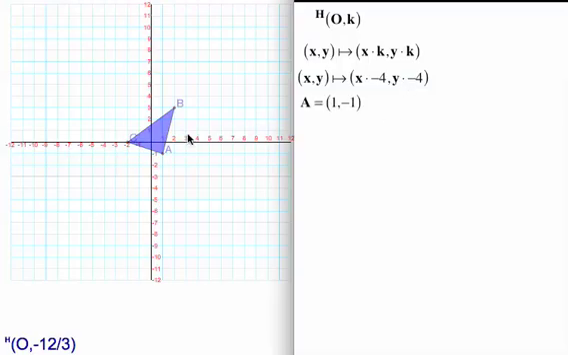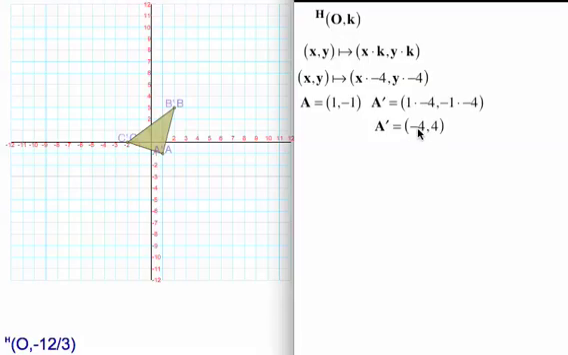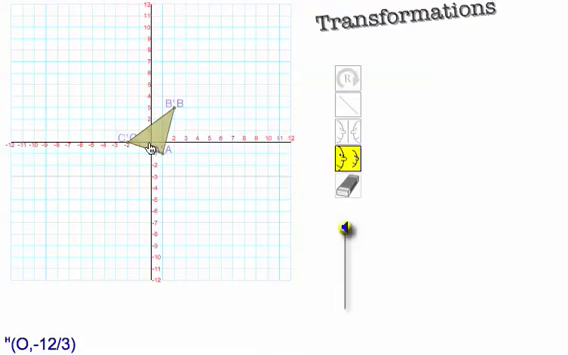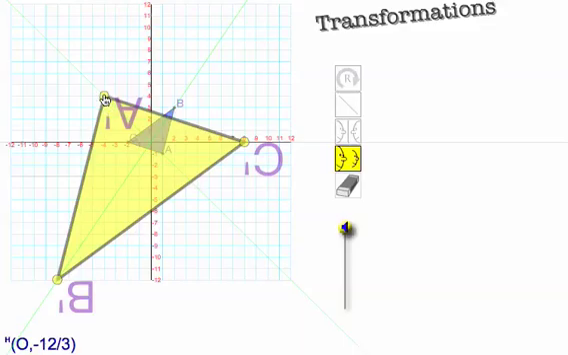Now, A is 1, negative 1. So we're going to multiply the 1 by negative 4 and the negative 1 by negative 4. And that gives me negative 4, 4. Let me plot that point. Okay, and it was negative 4, 4. So I can drag this towards negative 4, 4, which is right about there. And notice the shape is 4 times the size.